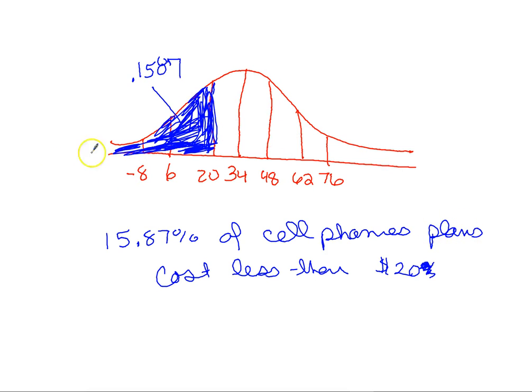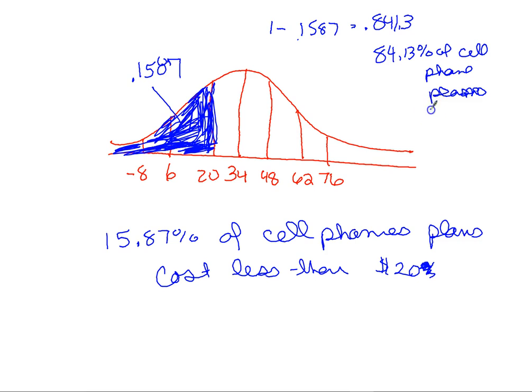Now, another thought that you need to have is if this is 0.1587 and this is the rest of it, we would say 1 minus 0.1587, and so the rest of this is 0.8413, and so this says that 84.13% of cell phone plans cost more than $20.